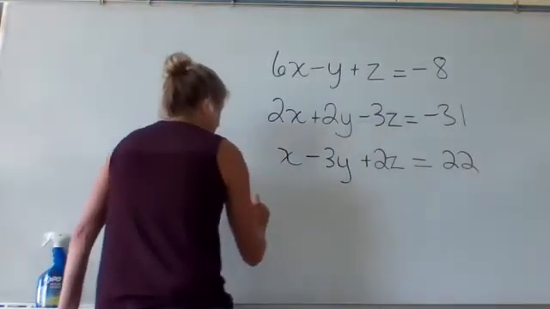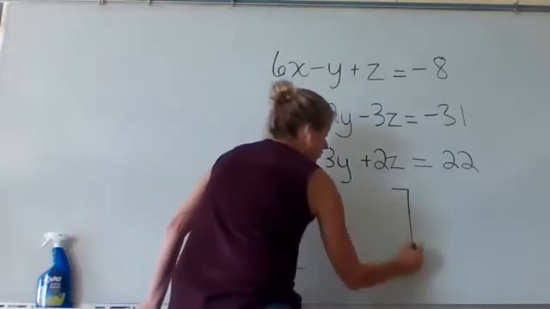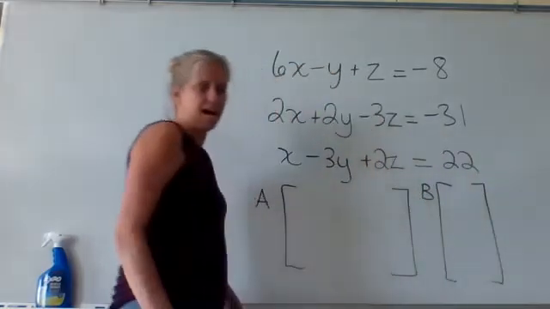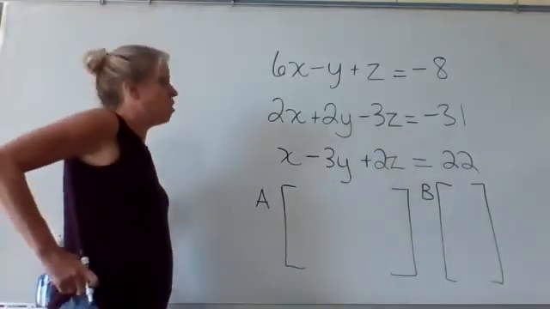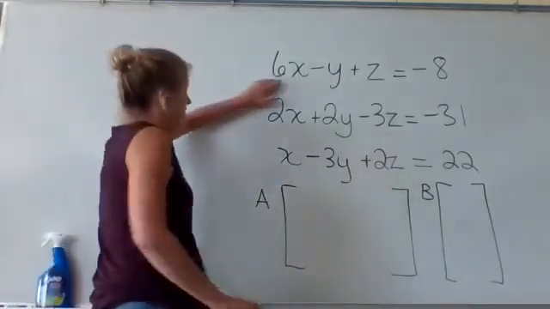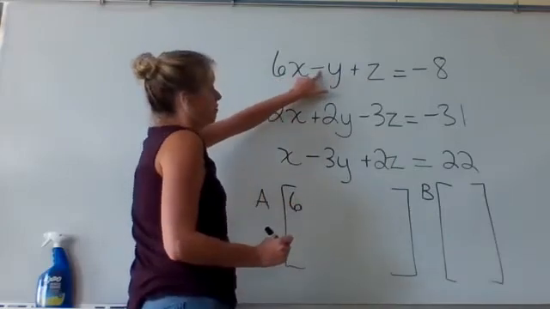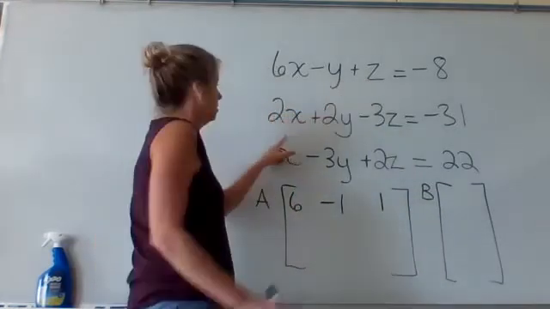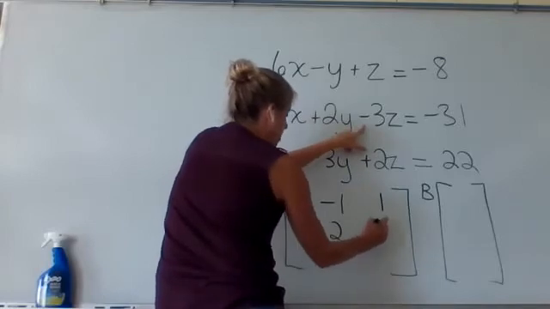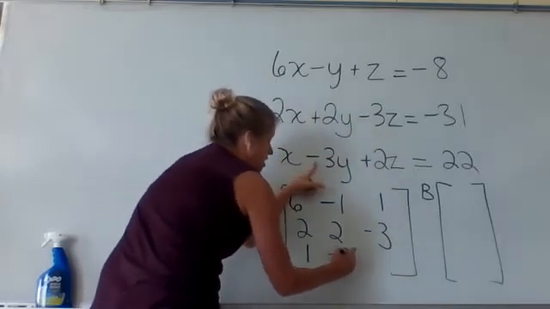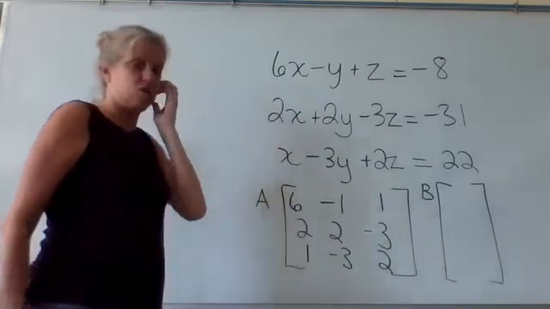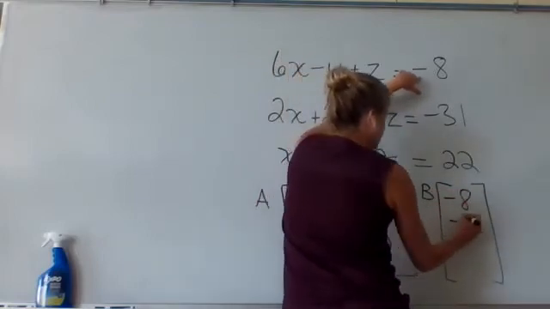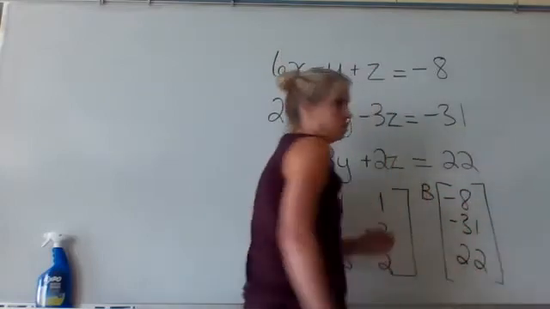And then create your matrix A from that first part, your matrix B from the right side of the equal sign, and then put it in your calculator. We're going to go over a couple of minutes to get through all this. So 6 in front of your x, in front of your y is a -1. In front of your z is a +1. Then 2, 2, -3, and 1, -3, 2 for matrix A. And then matrix B is this column. So -8, -31, and 22.